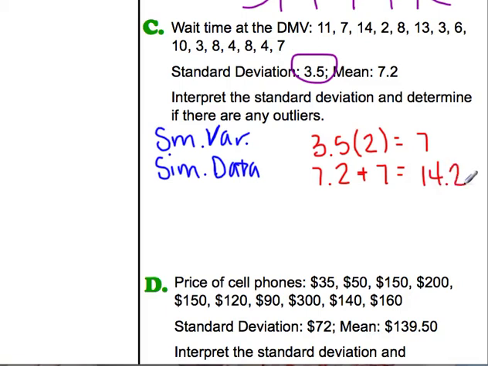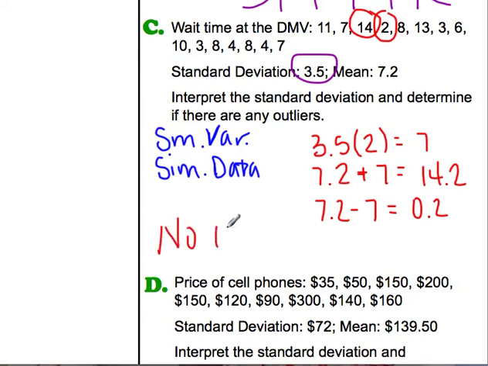But I see that my highest value here is 14, which is below the 14.2, so I don't have a high outlier. Then if I go the other way, 2 standard deviations down, I will take 7.2 minus the 7, and that gives me 0.2. And when I look at my list, the smallest value I have is 2, which is quite a bit higher than the 0.2. So I can safely say that there are no outliers.